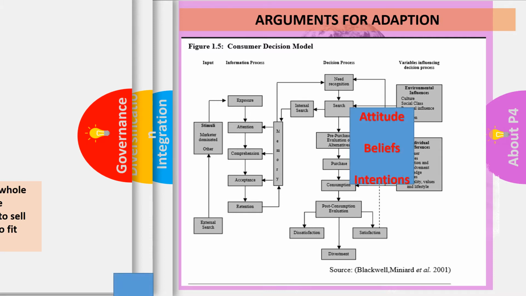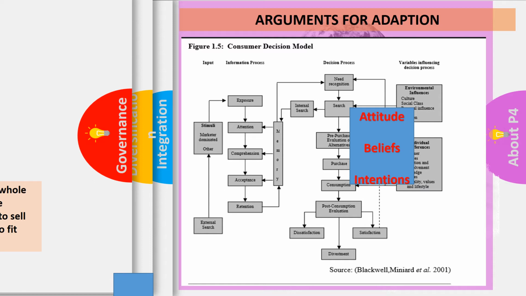What is missing from the Blackwell Miniard version is the attitudes, beliefs, and intentions, and the variables influencing the decision-making process. What we're saying is that the decision-making process influences people's minds, in terms of their attitudes, beliefs, and intentions, which then lead to and affect the pre-purchase evaluation of alternatives, and the purchase and consumption of goods. So this is why the researchers say it's so important to look at the individual cultures, history, and socioeconomic factors of each country, to tailor-make your marketing mix to better influence the end consumer to make the purchase.